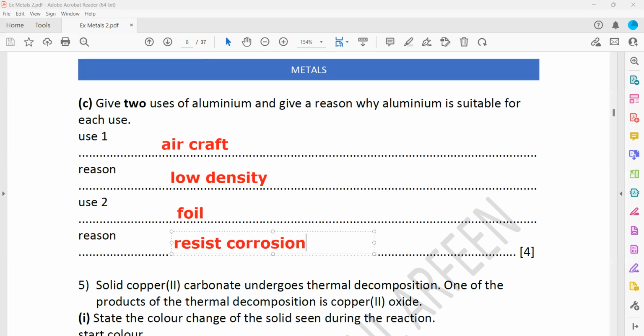So can we say it traps heat? Traps heat, yes, it is a good reflector. But you have to mention chemical properties, because trapping heat is simply physical. It is a chemical property which enables us to use aluminium for a specific use.